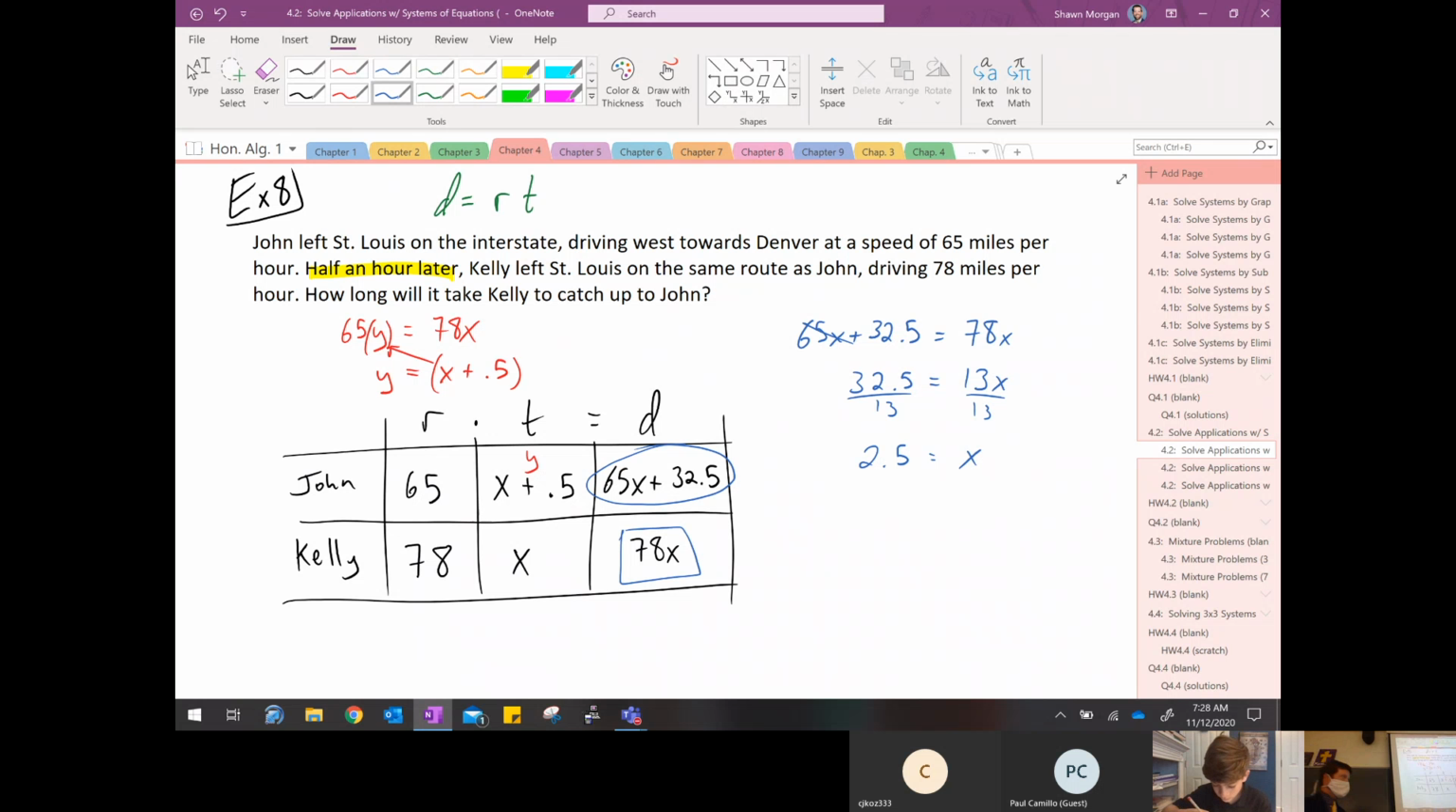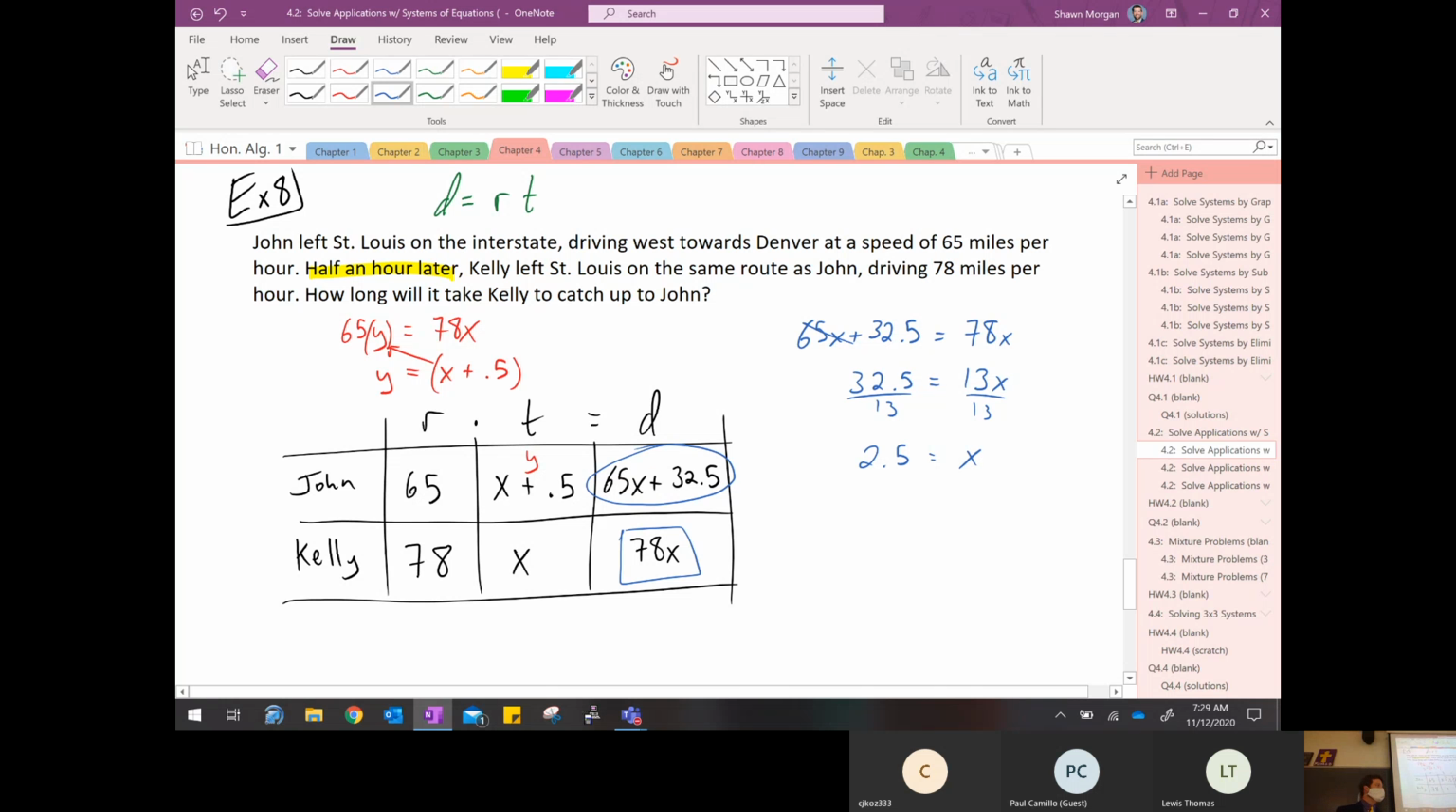Now, we want to make sure we answer the question. So what did 2.5 stand for? What was x standing for? Kelly's time. She took 2.5 hours. What are they asking? They say, how long will it take Kelly to catch up to John? So that does answer our question, right? We do want to make sure we always answer our question.